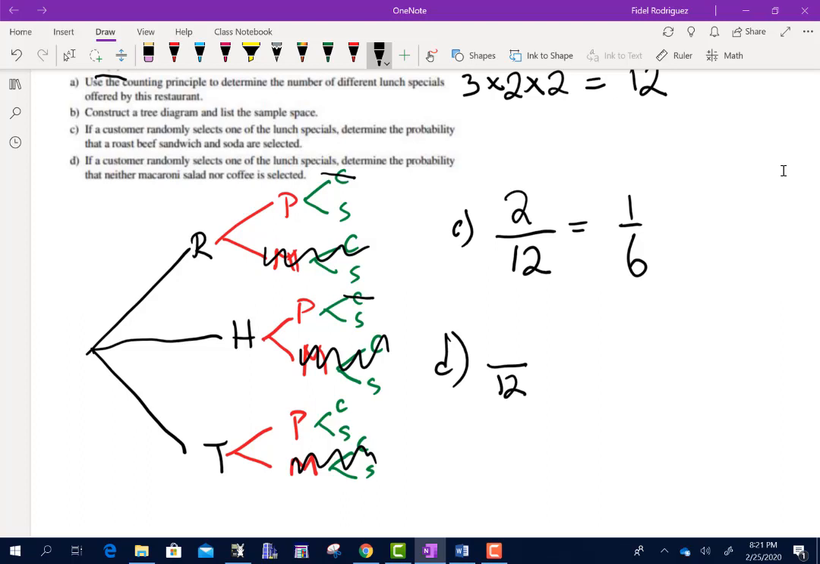Right? Boom and boom. Okay, so we can get a roast beef sandwich, potato salad and a soda, a ham sandwich, potato salad and a soda, turkey sandwich, potato salad and a soda. That's 3 options that we have. 3 out of the 12 would give me one fourth, right? So guys, notice when we took away the macaroni salad, we're taking away that whole piece of it, because it has macaroni salad. We don't want that at all.